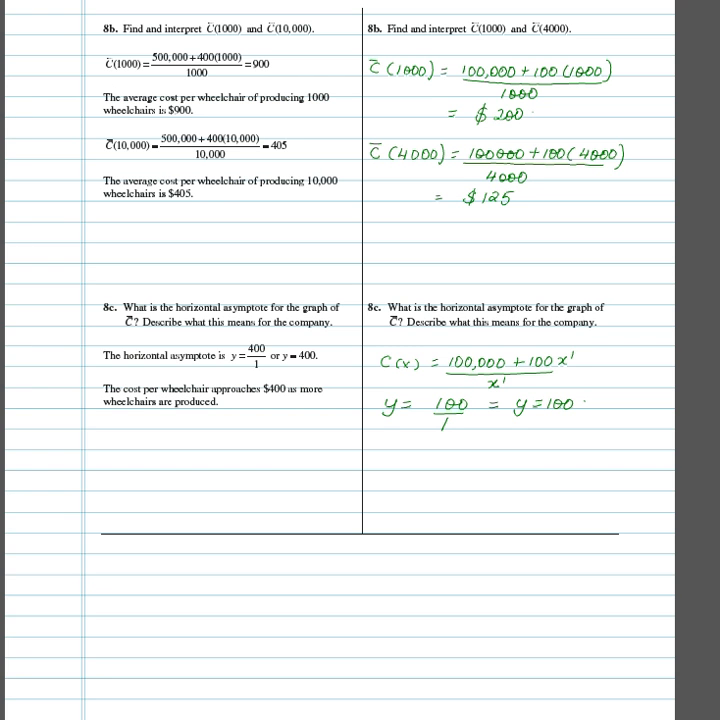This means that as the x values are increasing, that means as I produce more and more bikes, so when the x value increases to infinity, the y value goes closer and closer to 100. That means the more bikes I produce, the cost of producing the bikes would get closer and closer to 100.